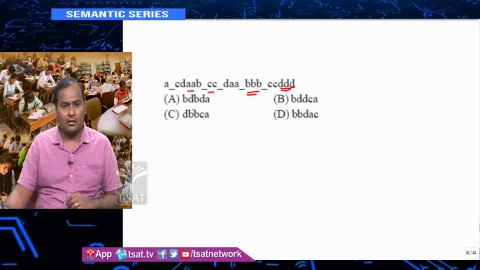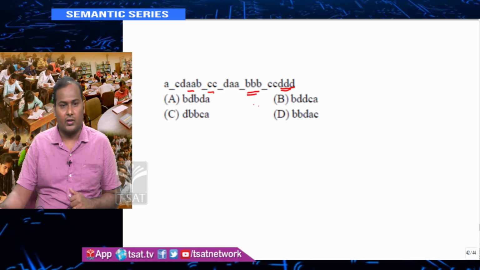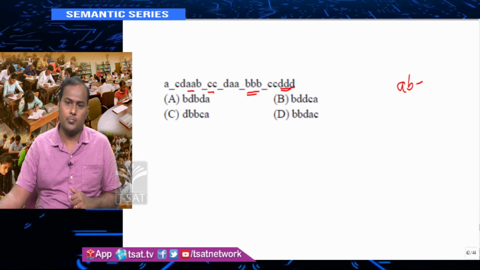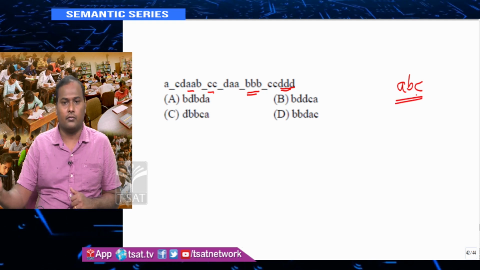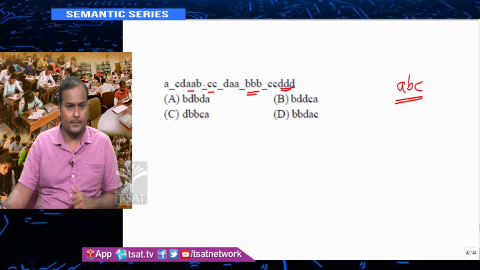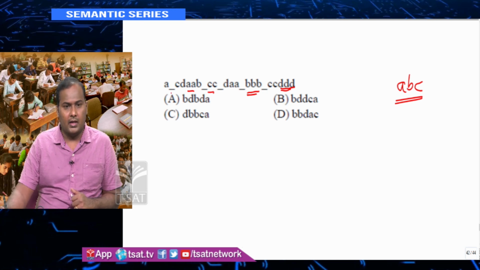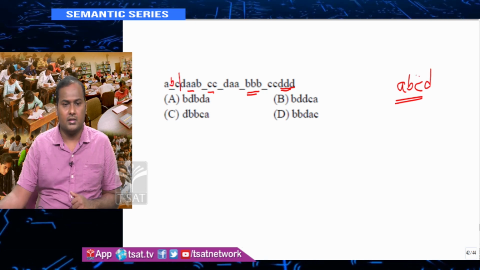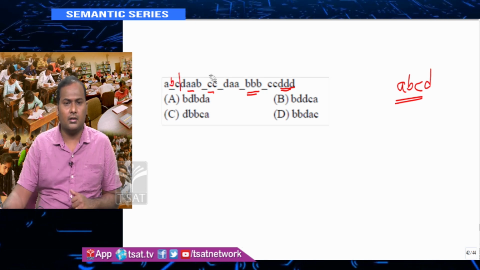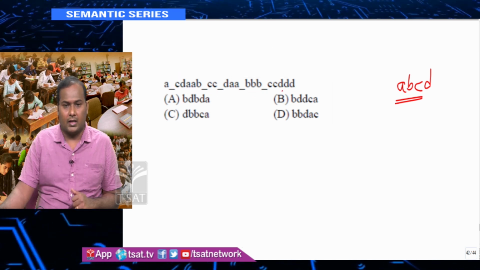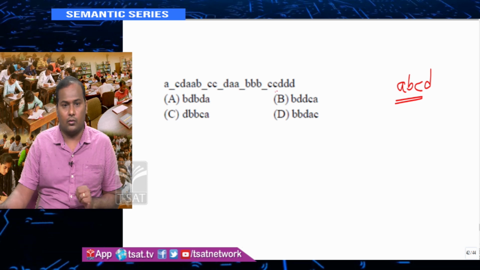Once I get that idea, how many letters are there in total? Only 3 letters. What are they? A, B, C. I will try to fill these 3 letters and get the answer. See the first one here: A gap C. So I will try to keep B. A, B, C, D. So I will try to increase the letters also. See, the pattern is very much the same. That is, the repetition is increasing. That's what I found out.